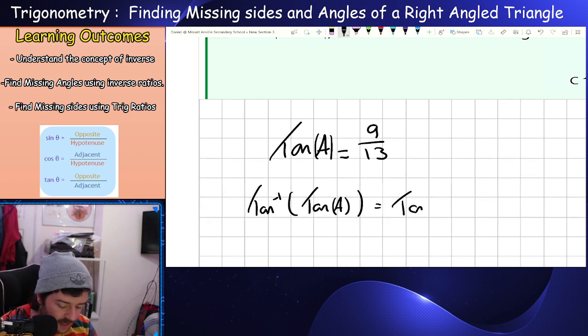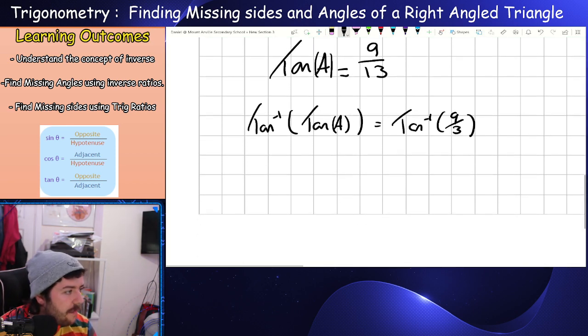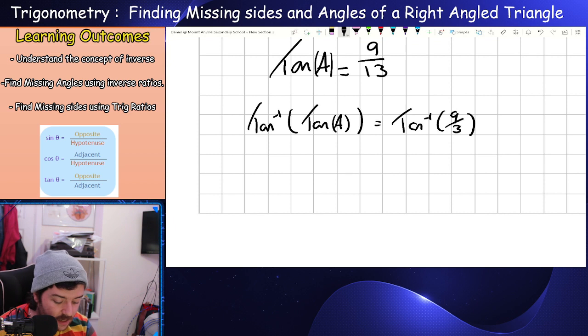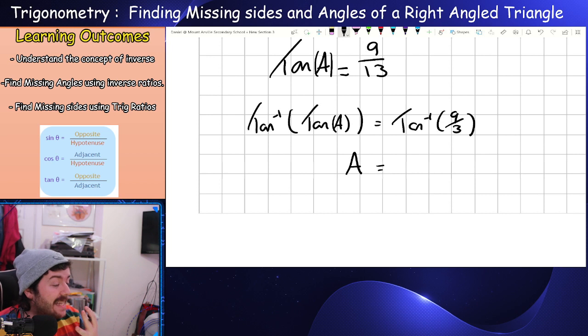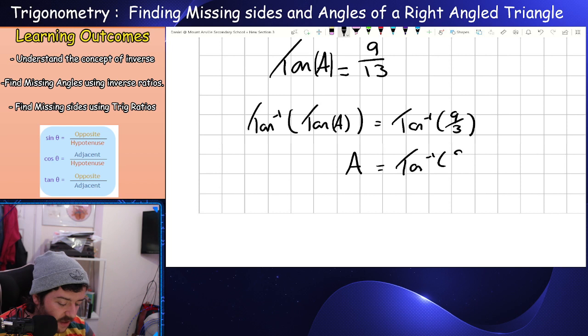And then tan inverse of 9 over 13. So my left hand side now is going to be equal to A, my angle A. Yeah, because I'm tanning the angle A, so I'm applying tan to angle A, and then I'm applying tan inverse. So I'm essentially undoing what I did. So tan A, tan inverse it, and then I'm going to be left with A on its own. And then my right hand side, I'm going to have tan inverse 9 over 13.